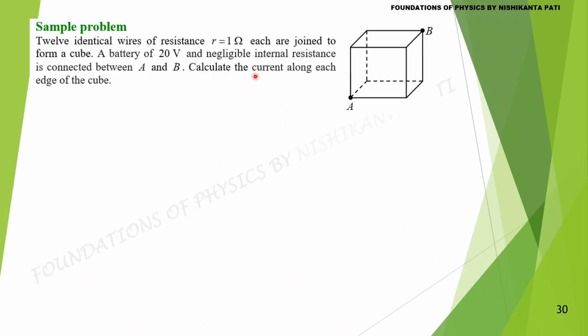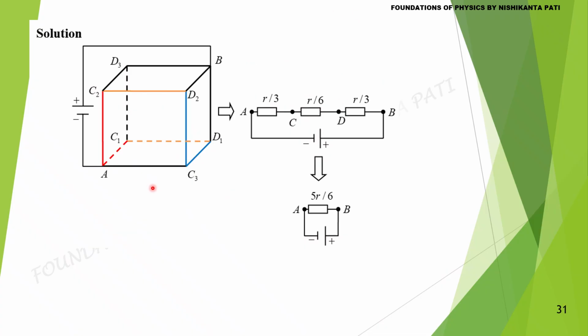We need the current along each edge of the cube. Battery of 20 volt EMF is connected between A and B. The points C1, C2, C3 are of same potential. We can join to form C. The points D1, D2, D3 are of same potential. We can join to form D. These three resistors are in series, so the total resistance is 5R by 6.